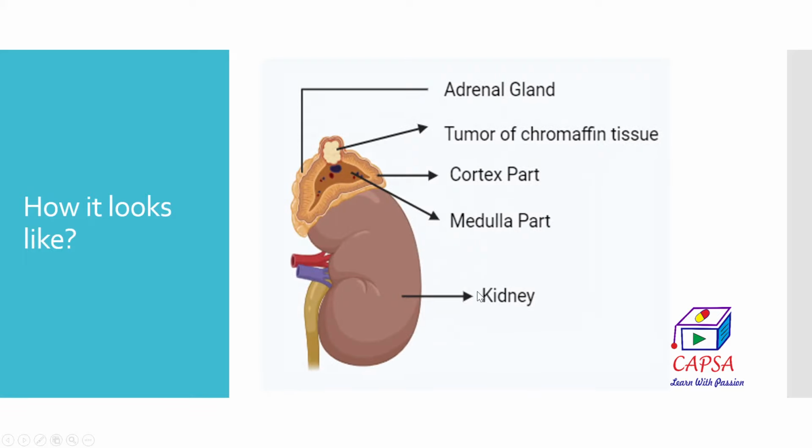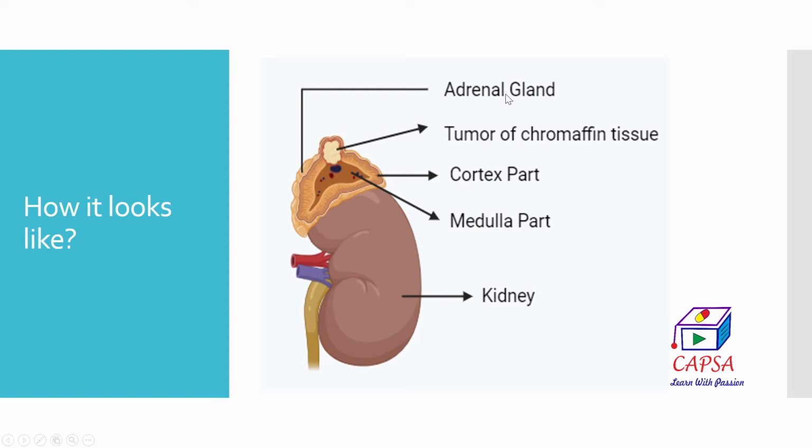Coming to the next, how it looks like. It looks like this. This is the kidney part. In the suprarenal part, the adrenal gland is present. This is the medulla part. This is the cortex part. Tumor of chromaffin tissue cells happens in the medulla part.